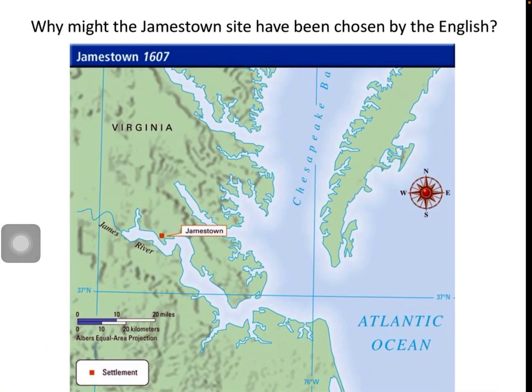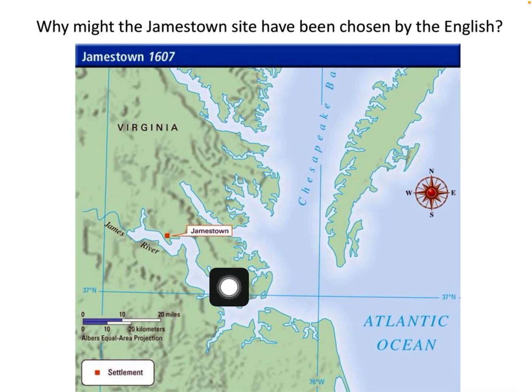Let's zoom in a little bit more here. So this is a zoomed in picture of Jamestown. You notice it right there. My question for you is, why do you think Europeans would have chosen Jamestown for their settlement? What would be the benefits of living here and making a town right here versus on another spot? What do you think? Go ahead and pause this video if you need more time.